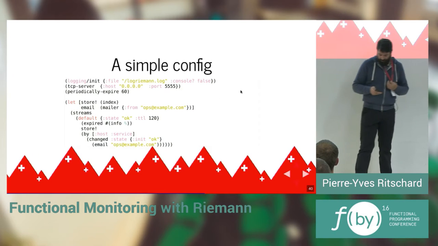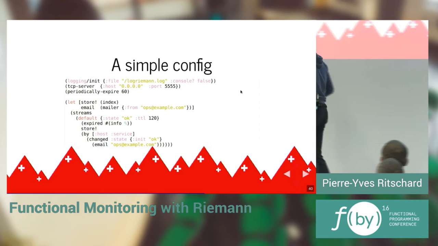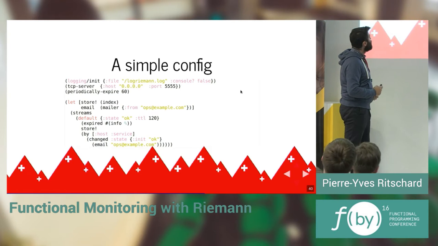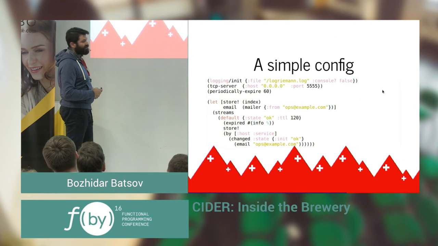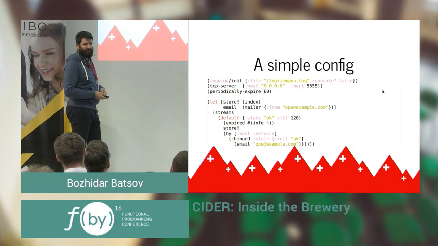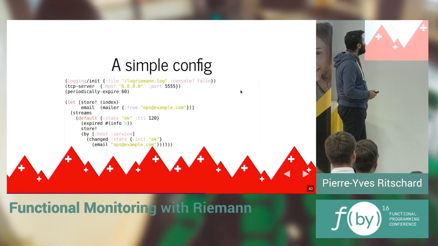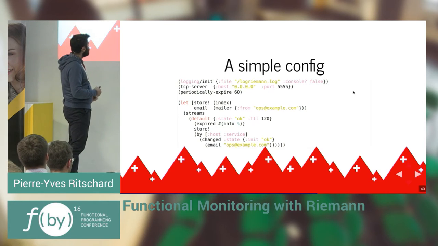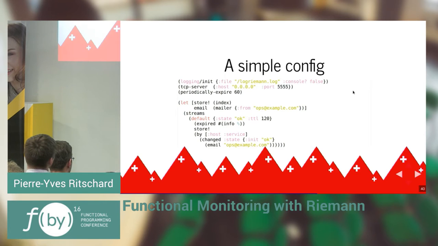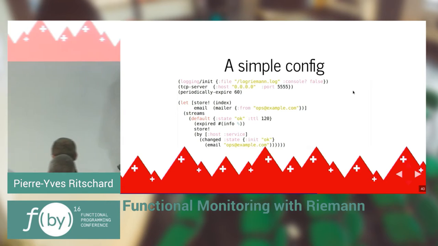So if we look at the simple config, as I was saying, there are facilities to set up logging inputs. Here we just start a TCP server and then janitorial work. Here we have a thread that expires old events every minute. And then we can define the store, which is one of these in-memory indices, a way to email out. And then we have our stream, which we'll look at in detail at how configuration works.